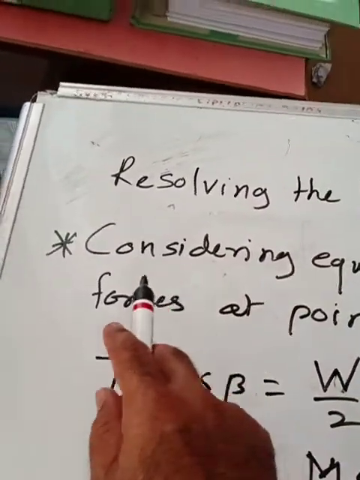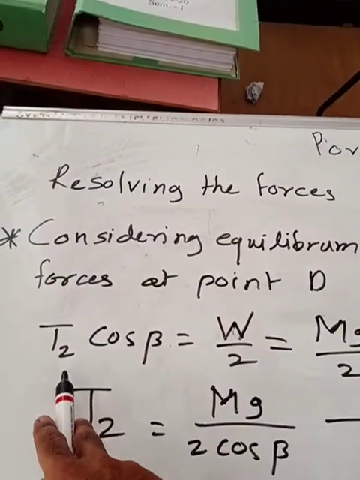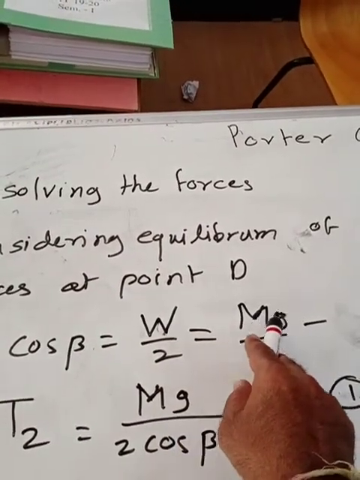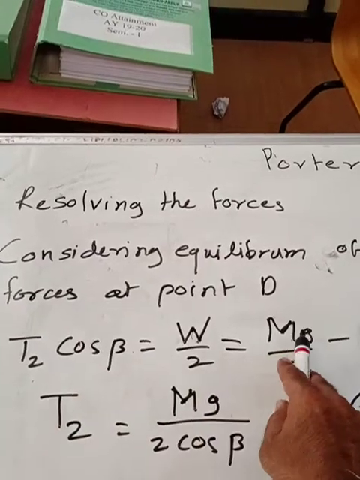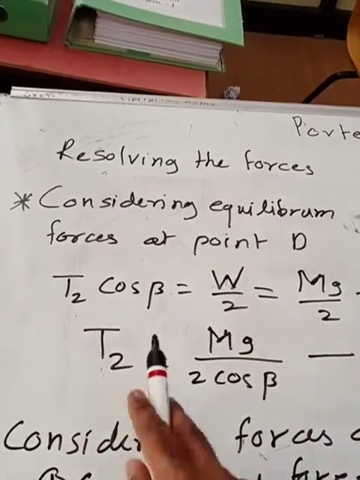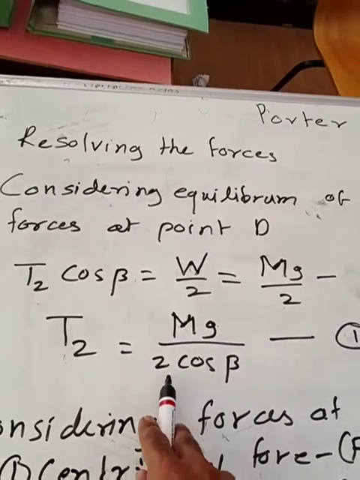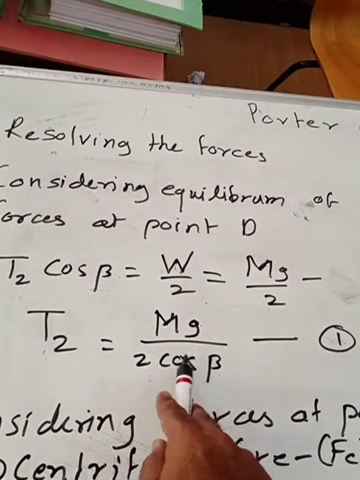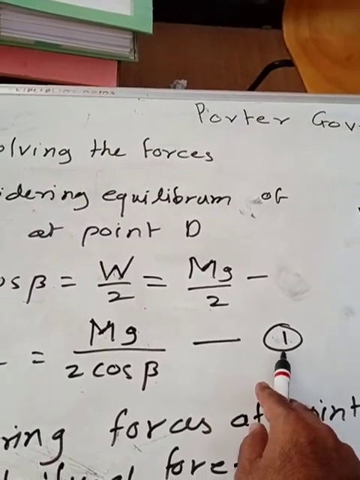So we will consider the equilibrium of forces at point D. What will those forces be? That is T2 cos beta is equal to W by 2. Now this W is placed as M into G divided by 2. So T2 cos beta is equal to mg divided by 2. Now we have to calculate this T2 because we are going to use it later for solving all this force analysis, and that will be equal to capital M into G divided by 2 cos beta. That cos beta will come to this side and it will become 2 cos beta in the denominator of this equation, and we'll call this equation number 1.